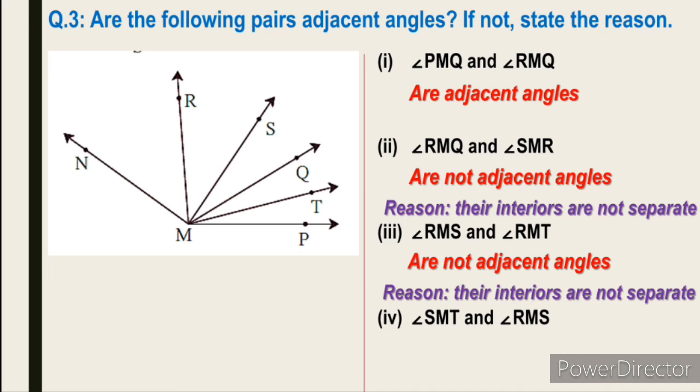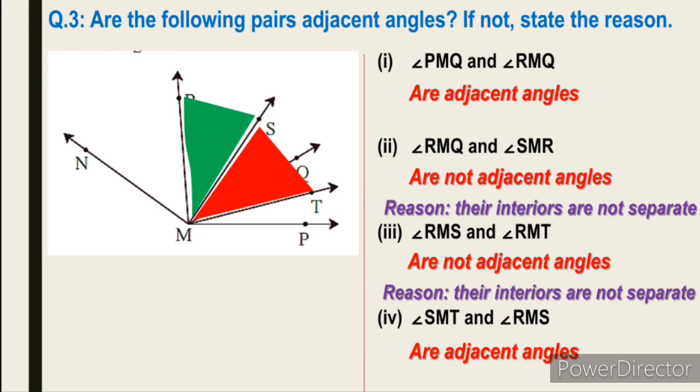Now last pair, angle SMT and angle RMS. So SMT I have shown with the red marking, and RMS I have shown with the green marking. You can see both the angles are not overlapping to each other. They have a separate interior and they are sharing a same arm known as MS. So for that reason, this pair is adjacent angles. Angle SMT and angle RMS are adjacent angles.